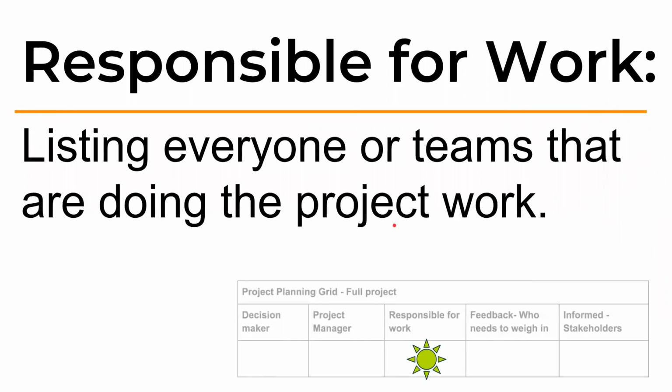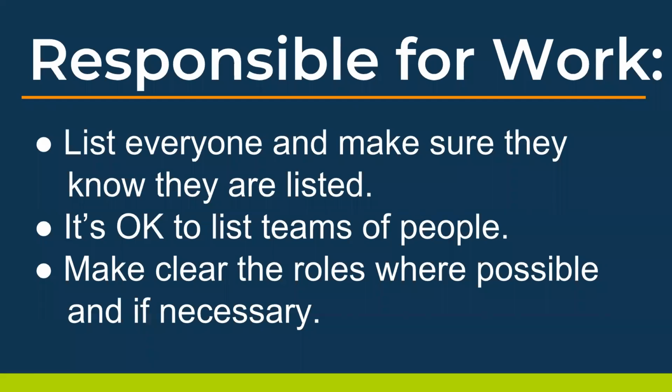Responsible for work. So here we're listing everyone or teams that are doing the project. If you've got a team of folks who are creating content, they're going to show up here. Let's just jump in a little bit deeper. So responsible for work, you want to list out everyone and make sure they know they are listed. I think I've seen happen in a few projects over my years, even when using a great project planning grid like this, that someone is responsible for work and no one told them, or no one told them until it was the due date. And that doesn't work.